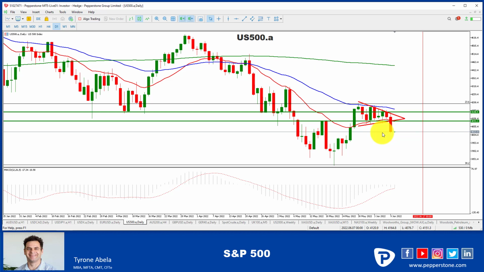So although it is a technical pattern that has done the job because it was constricting and it did break either side, which of course it has to do at some point, it was difficult to trade. So it's not like you could have been able to get in on this one.